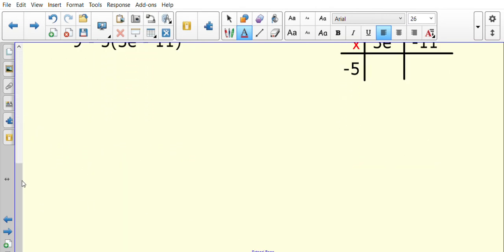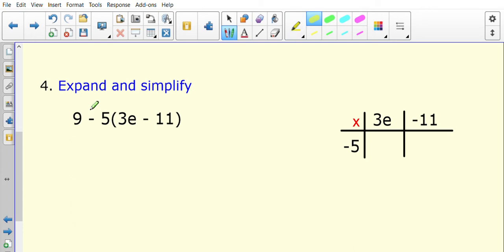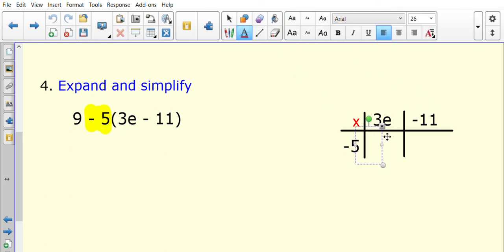Example number 4. Again, if you wanted to use a highlighter, you could do, just to show that that minus belongs to the 5. And it's not 9 minus 5, it's minus 5 multiplied by the bracket. So splitting the bracket up, as we have done, into our columns, and then multiplying each of those terms by negative 5. So minus 5 times 3e is minus 15e. And then the second term, you'll have minus 5 times minus 11. So that will be positive 55.